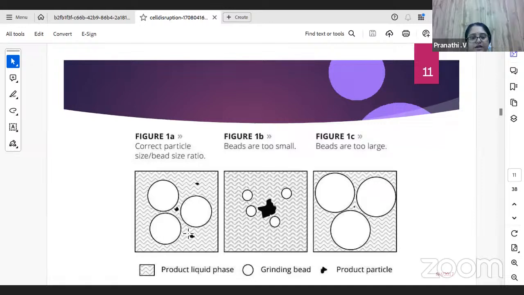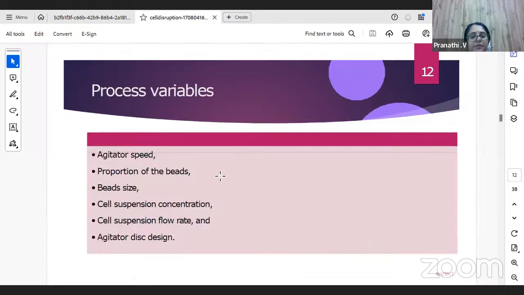So this is the liquid phase product that is present. These are the beads that are present. If the beads are too small, you're not going to get the complete product. And if the beads are too large, the product particle is going to be small. So based on this, you have to select the bead size and number of beads.